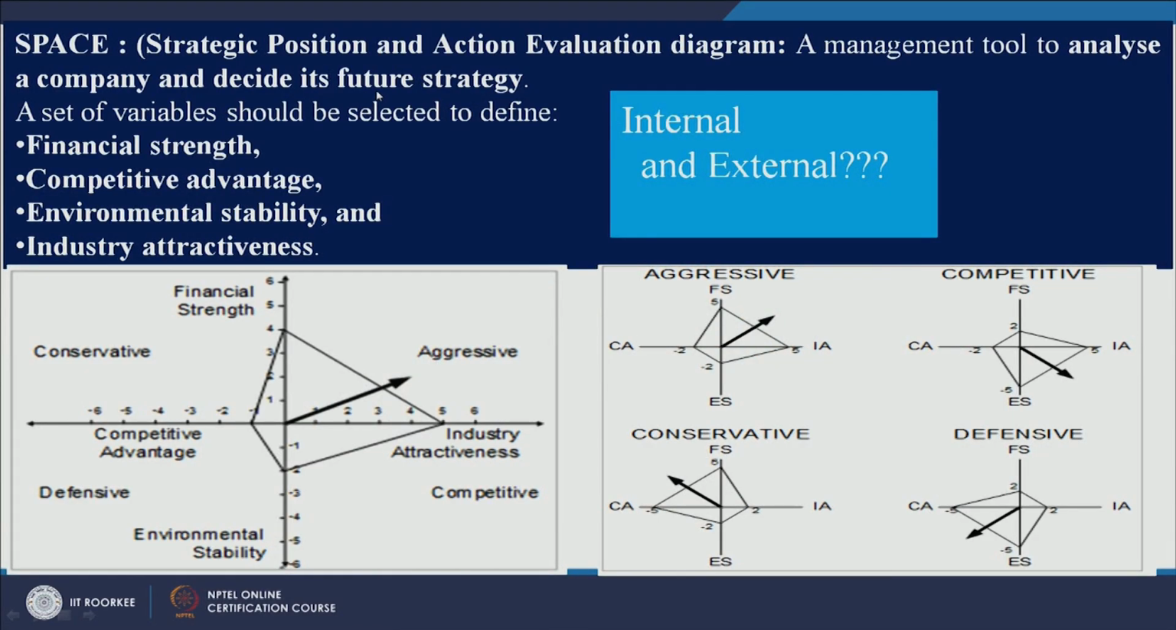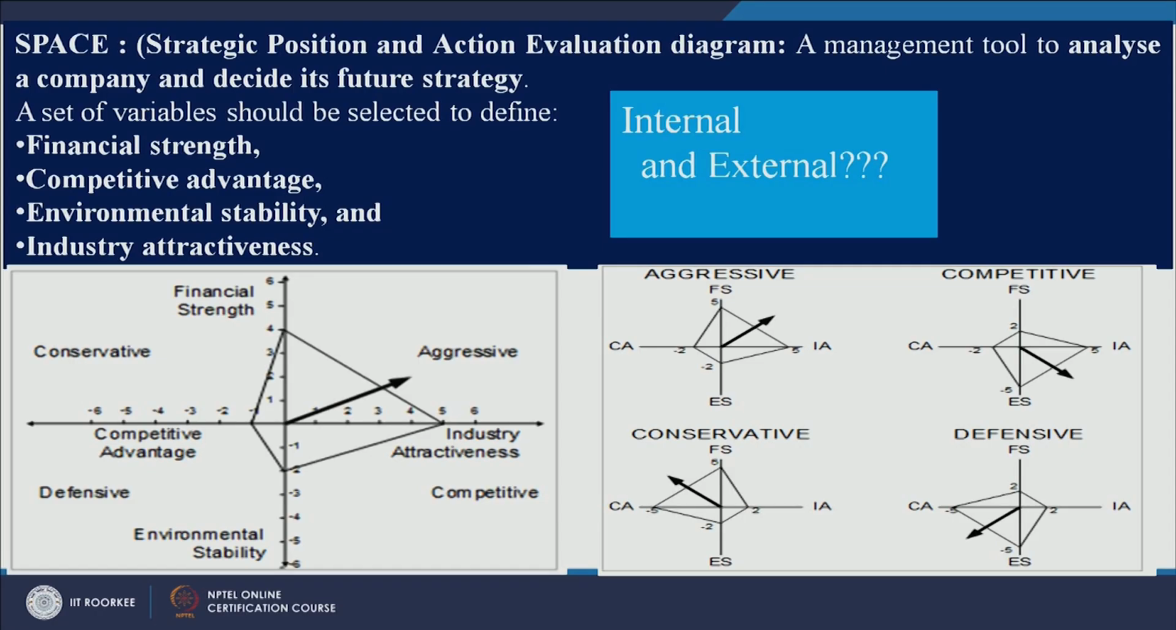In the previous session we discussed the BCG matrix and McKinsey matrix. So in this session let us discuss something called the SPACE diagram. The SPACE diagram is also one of the project selection or project evaluation methods, wherein we will evaluate different projects and products and take an appropriate strategy on whether we should continue with those products or not. So it's a management tool to analyze a company and decide its future strategy. As I said, whether you want to continue with that project or discontinue it.